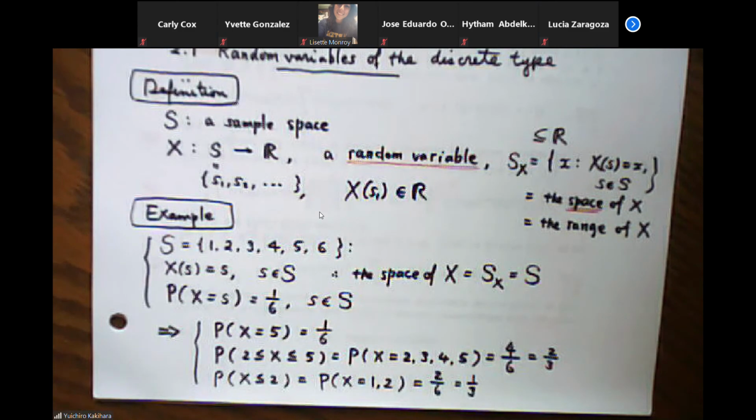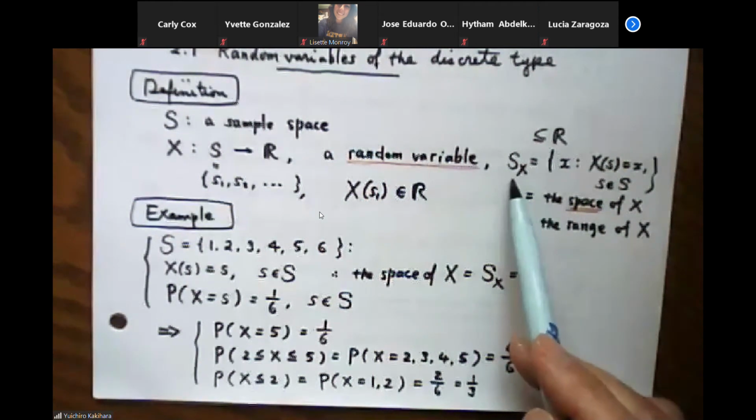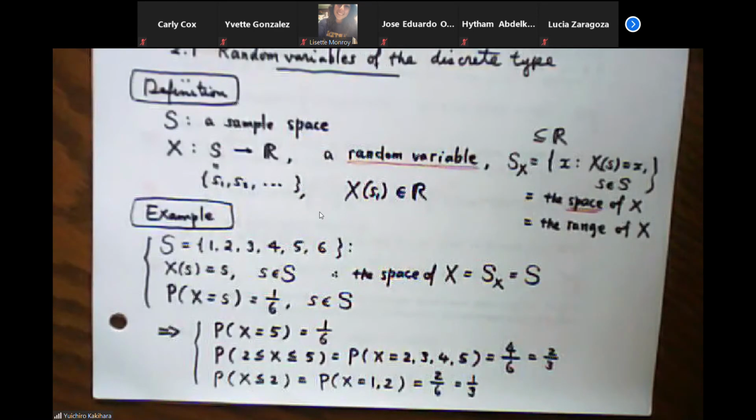In this case, the space of X happens to be the same as the sample space. This happens sometimes. But remember, space of X is the range of X, and we're going to use the notation S sub X in this case. If we write S, then it's very confusing. That part is a little bit bad about this textbook.